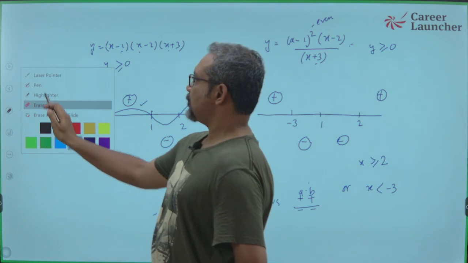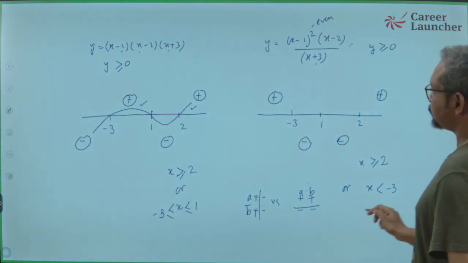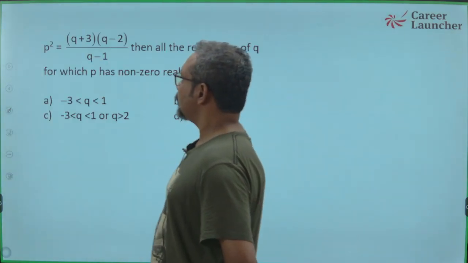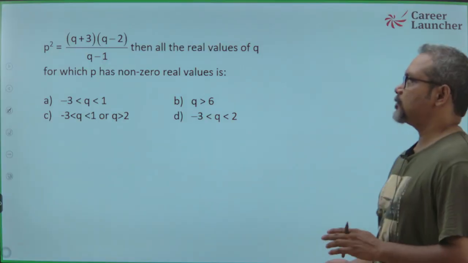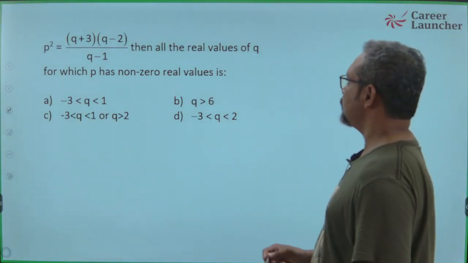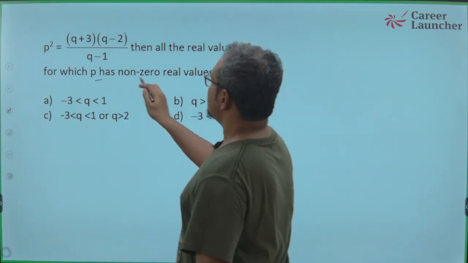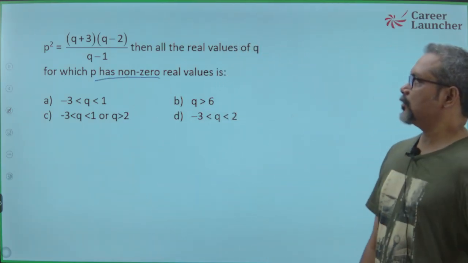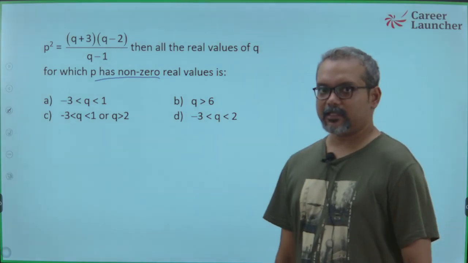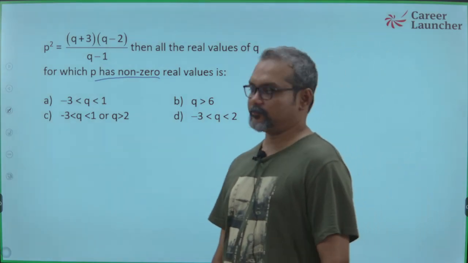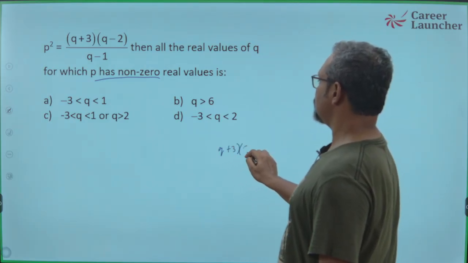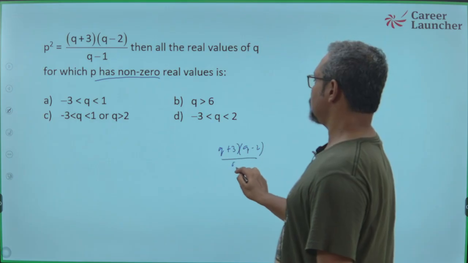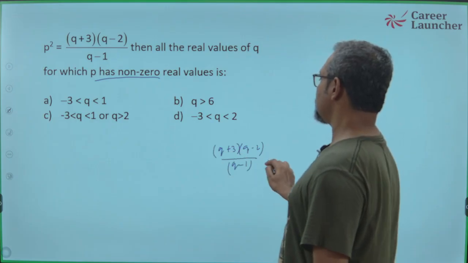So let us take one last example on this. We have p squared equals (q plus 3) times (q minus 2) divided by (q minus 1), and it's given that p is non-zero. Now if it is non-zero, the square of any number will always be positive. So we are basically solving for (q plus 3) times (q minus 2) upon (q minus 1) to be positive.